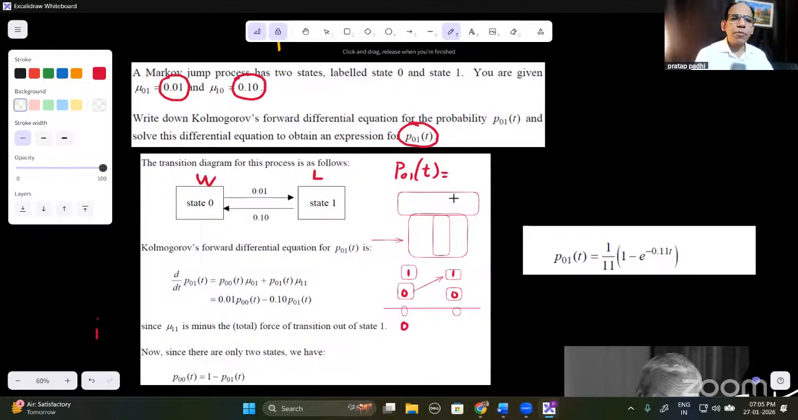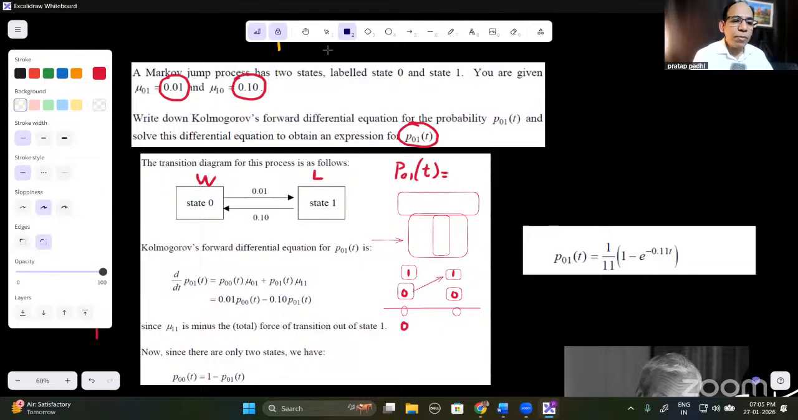Forget about the rest. What we are doing is forming Kolmogorov's forward differential equation. This is what I will teach you. No worries, now I am only showing you. This is Kolmogorov's forward differential equation. I am introducing it through the problem.